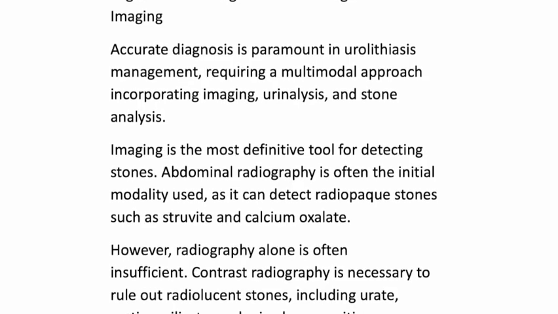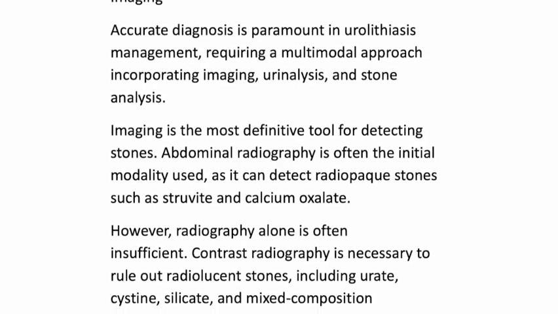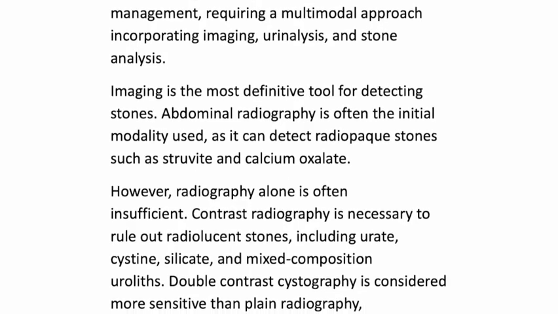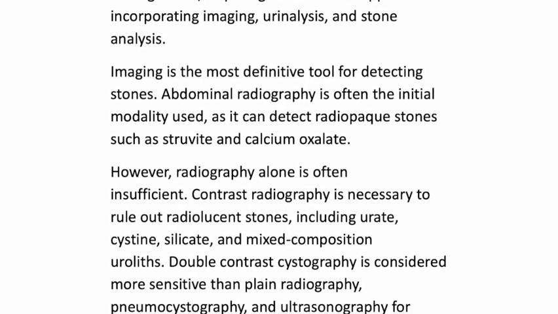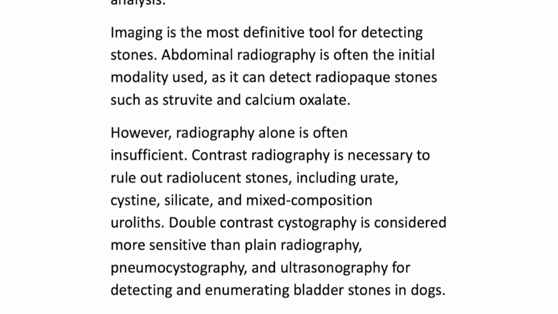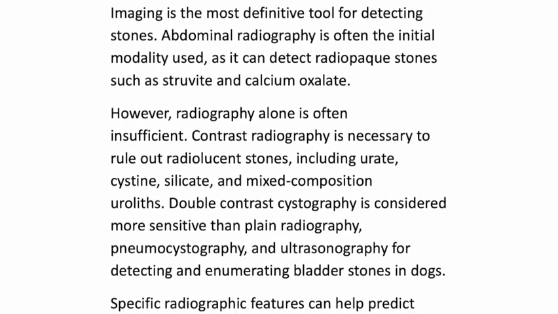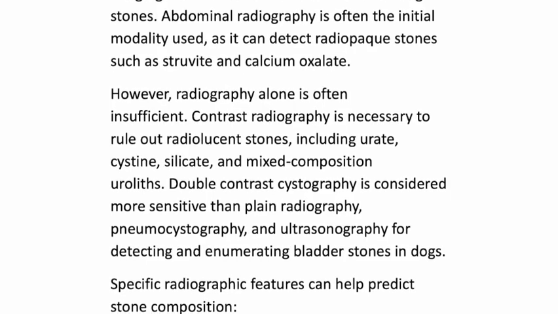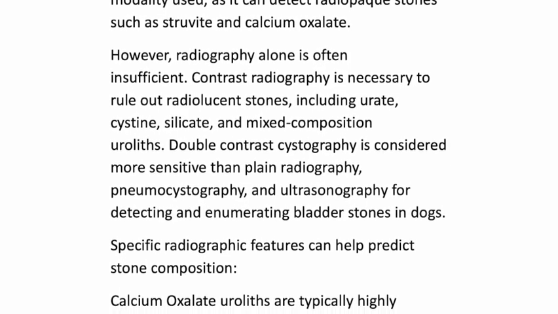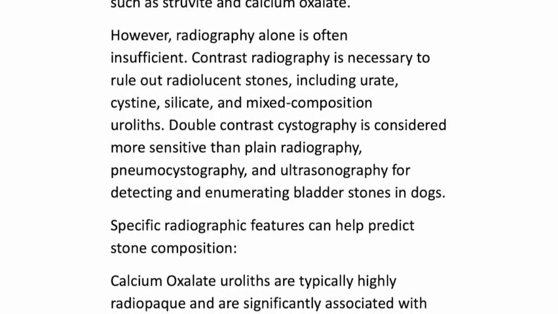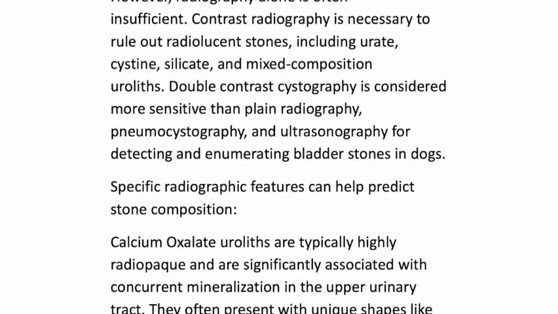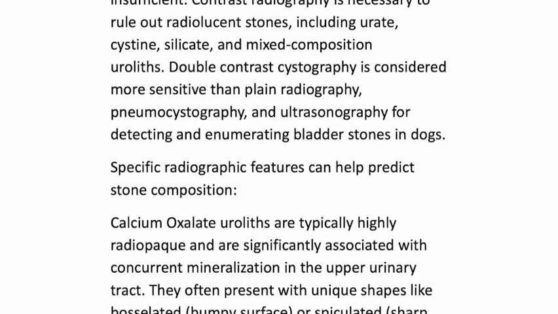Abdominal radiography is often the initial modality used, as it can detect radiopaque stones such as struvite and calcium oxalate. However, radiography alone is often insufficient. Contrast radiography is necessary to rule out radiolucent stones, including urate, cystine, silicate, and mixed composition uroliths. Double contrast cystography is considered more sensitive than plain radiography, pneumocystography, and ultrasonography for detecting and enumerating bladder stones in dogs. Specific radiographic features can help predict stone composition.